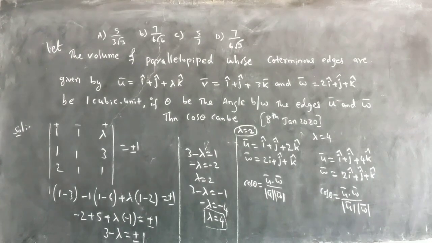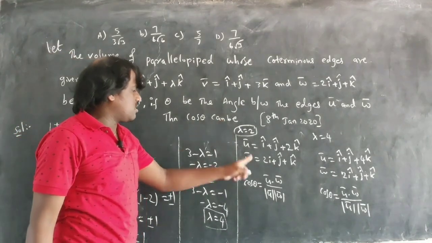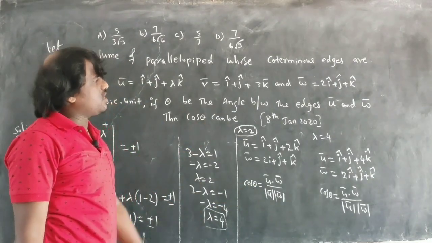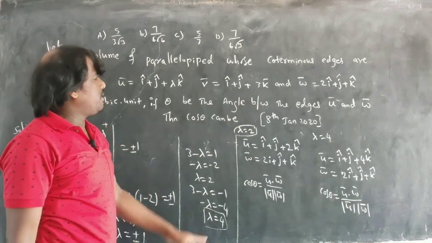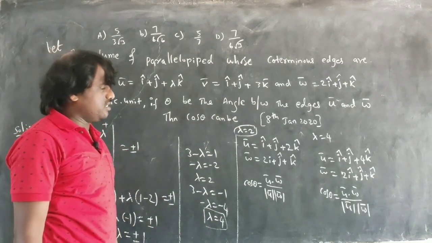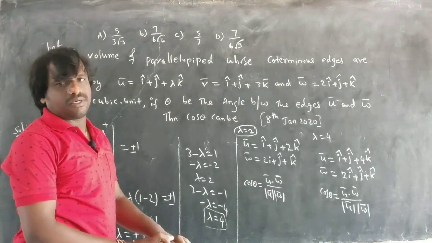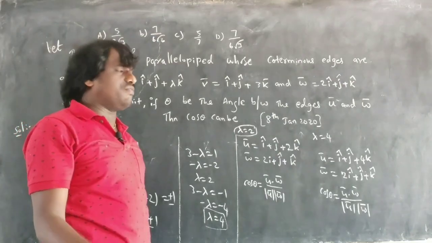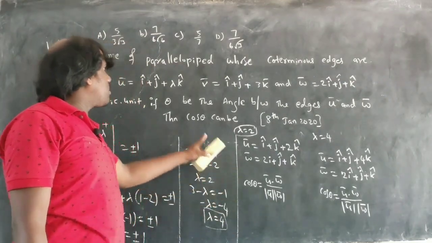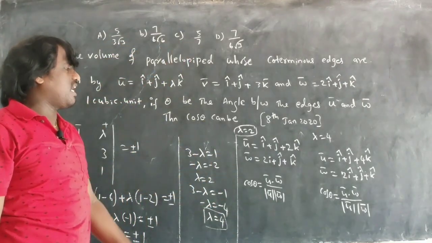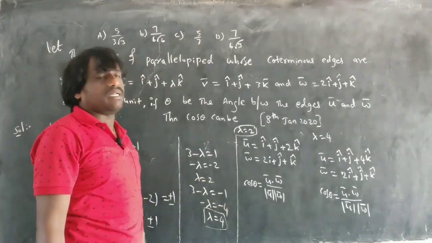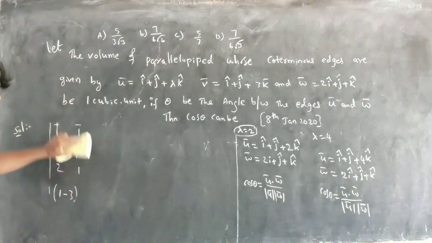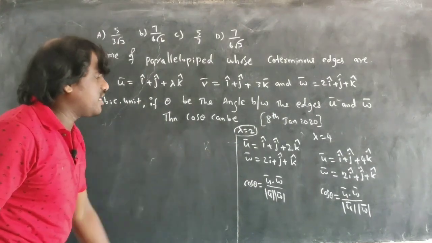See, here in this one they asked for cos theta, so we are using the cos theta formula, right? This is the question: u and w, cos theta is the angle between these edges. Then what is the value of cos theta? Now these options are given, we have to check which one is correct. That lambda will be the correct answer. So let us find which one is right. This is the JEE 2020 question.